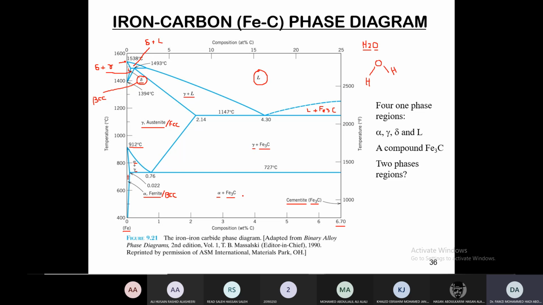Now, also in this phase diagram, there are important points. One of the important points is this point. What does this point look like? Something that we have studied in the previous phase diagrams. Eutectic point, exactly. This is a eutectic point. Why? Because we are going from a liquid here to two solids. It's the same as what we did there, from the liquid to alpha plus beta. So this is basically the eutectic point.